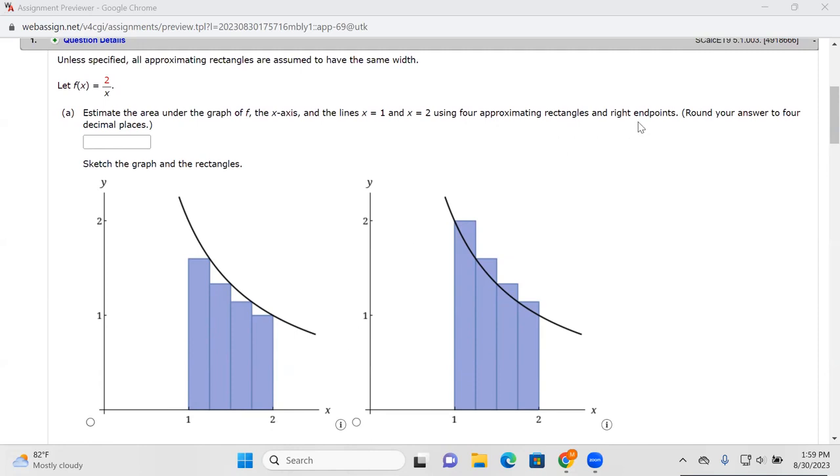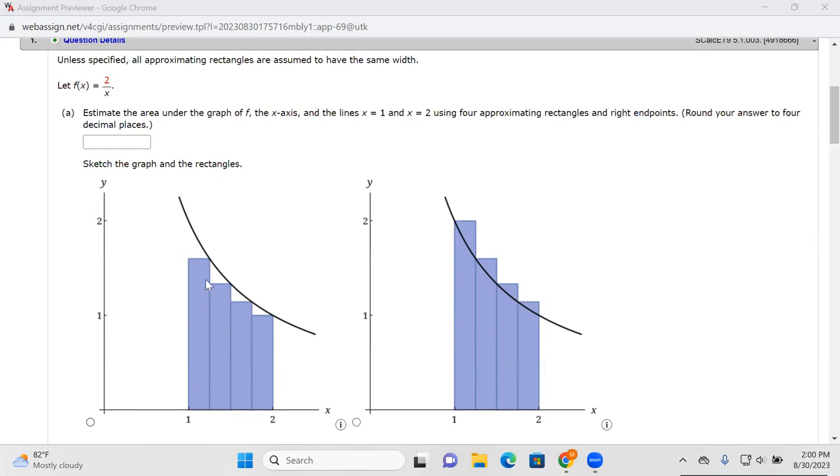Now, if we're using right endpoints, we would be determining the height of our rectangles by the function values at 1.25, 1.5, 1.75, and 2. Because our first subinterval is between 1 and 1.25, choose the right endpoint of that subinterval. In fact, choose the right endpoint of every subinterval. The sample points would be 1.25, 1.5, 1.75, and 2.